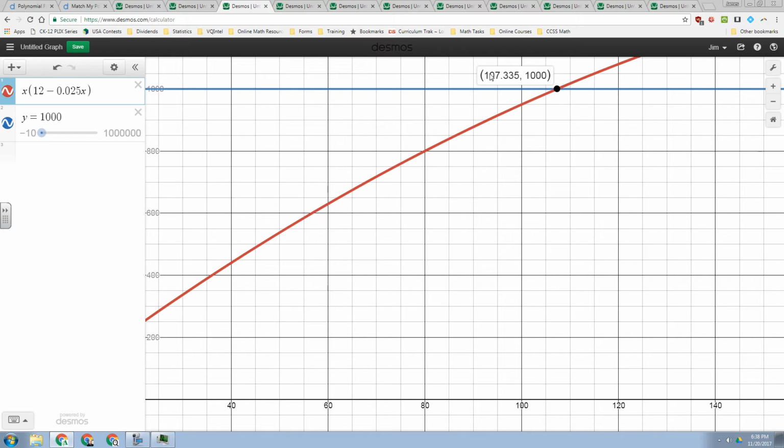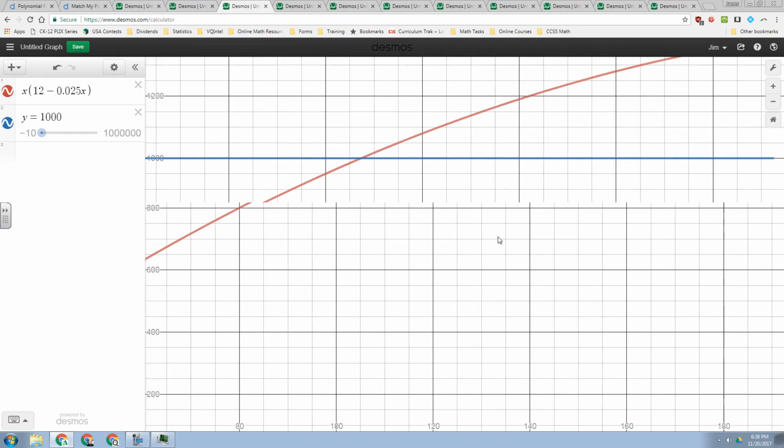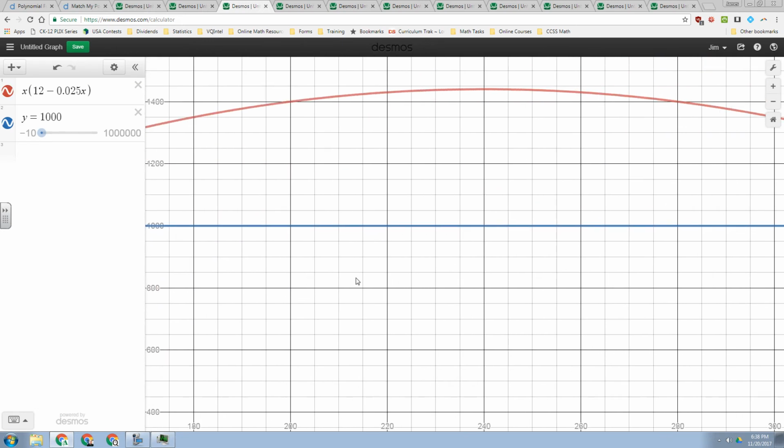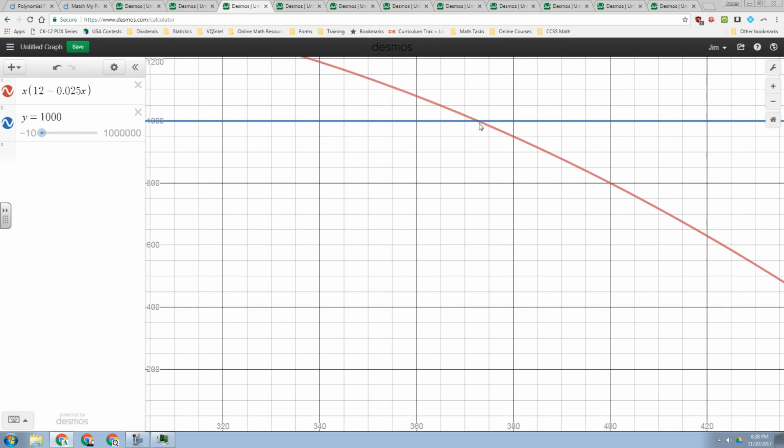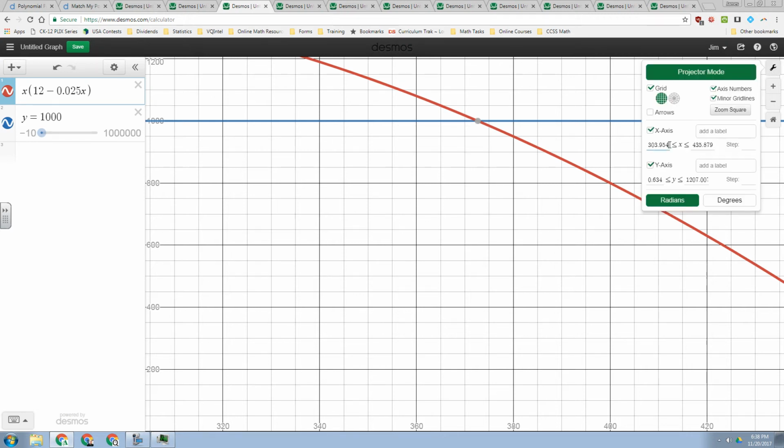If I produce 107,333, because this is in thousands again, so I have to move that decimal point over 3 places, 107,335, that's how many units. But notice that this is a quadratic, which means it goes up, and then it also goes back down. So I could also produce 372,665, and that's another answer that will work.